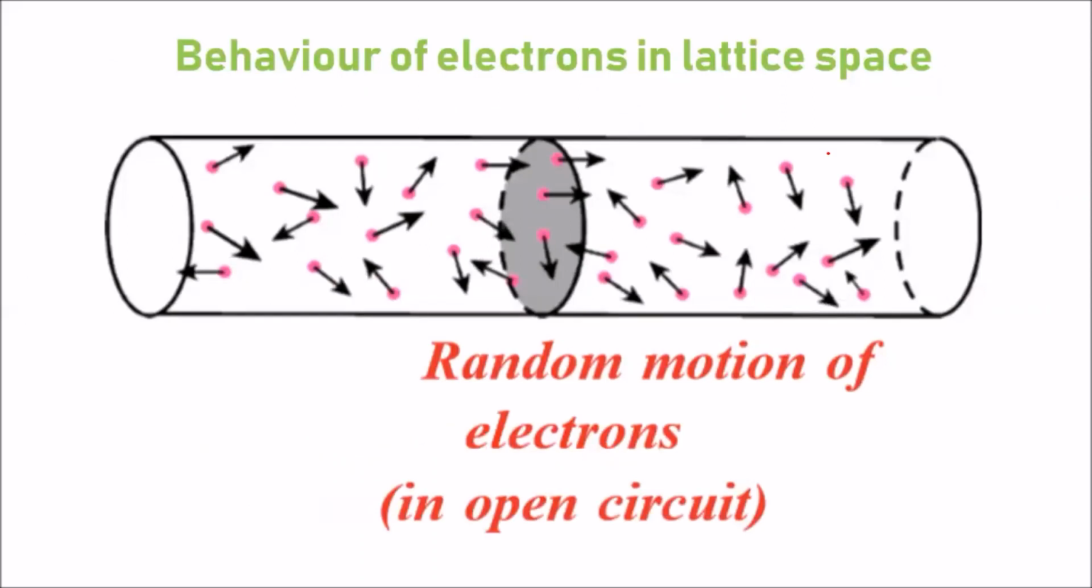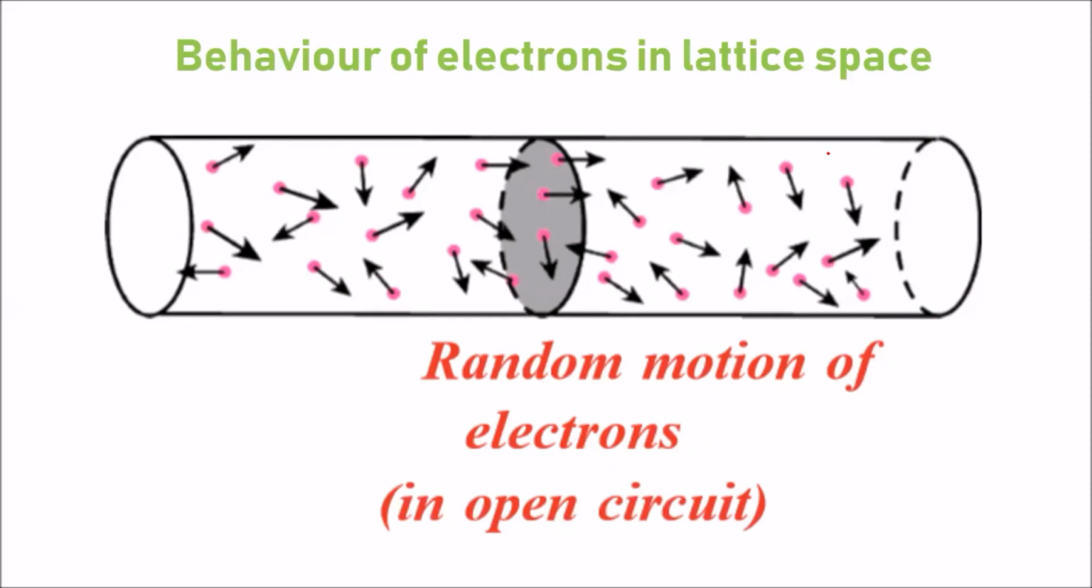Behavior of electrons in lattice space. This is a conductor in which we have taken one cross-sectional area. That dark patch in the middle of the conductor is the area of one cross-section. There you can see how electrons are moving. Those arrow marks represent the motion and direction of free electrons.